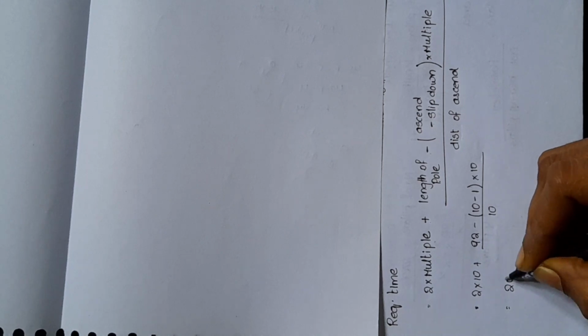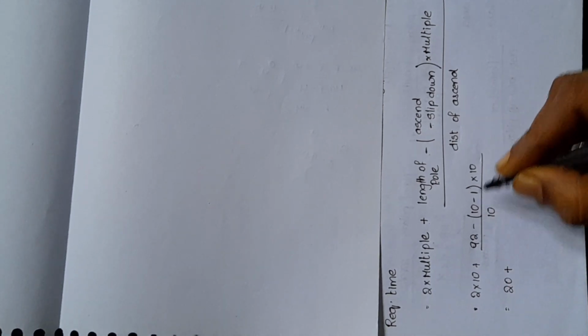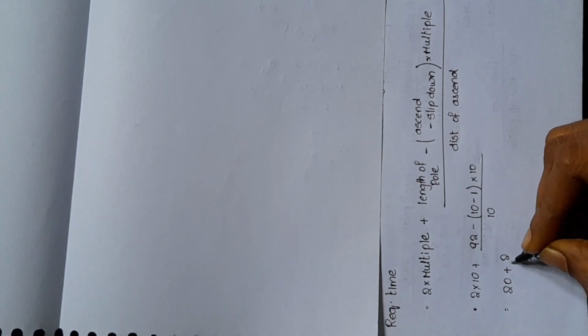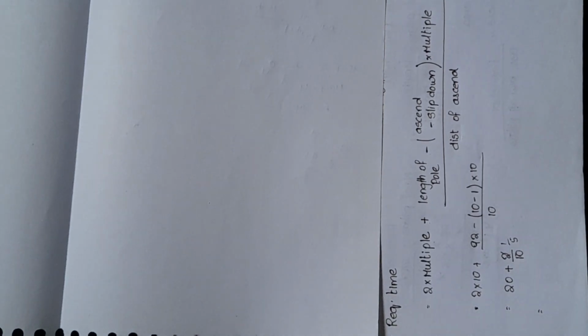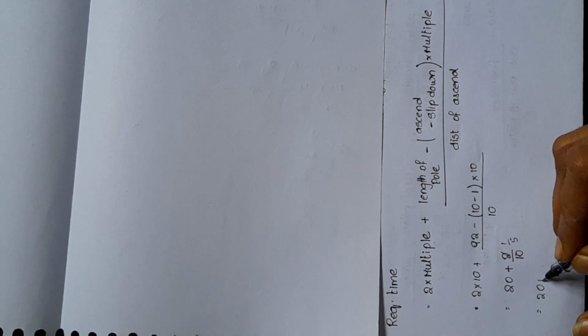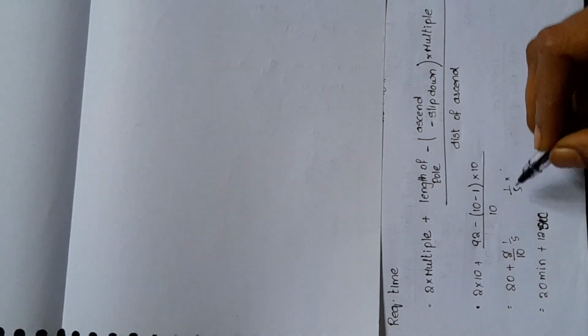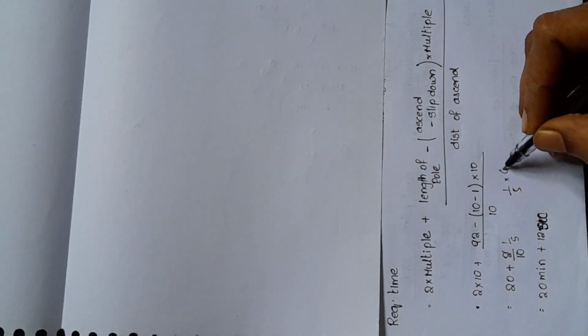So we get this as 20 plus (92 minus 9 into 10, that is 90), so we get this as 2 by 10. This can be written as 1 by 5. So 20 plus 1 by 5 is 20 minutes plus 12 seconds. 12 seconds we get as 1 by 5 minutes into 60 seconds.